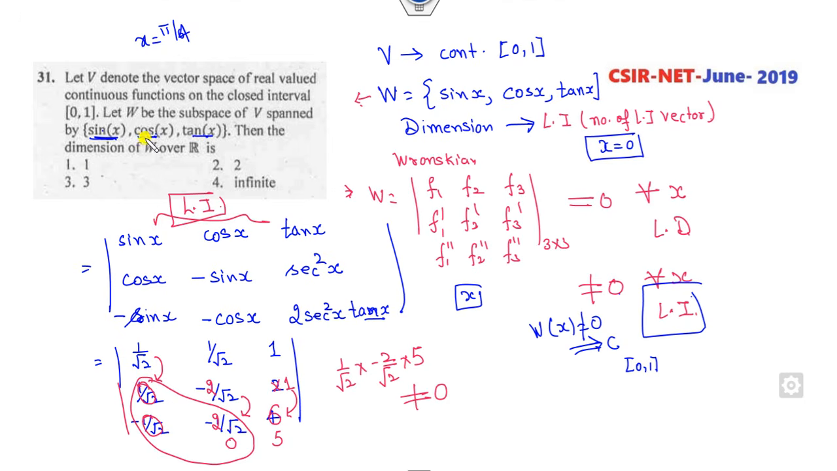So what is the dimension of this? There are three vectors, so the dimension is 3, which is the right answer. So that's very simple. You can check for LI. If it is not LI, then the dimension will be less than 3.